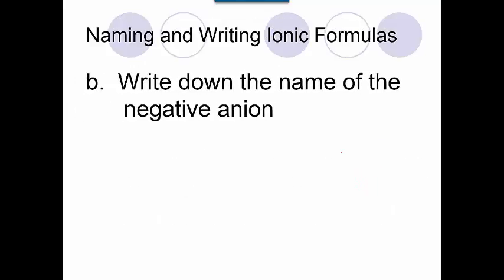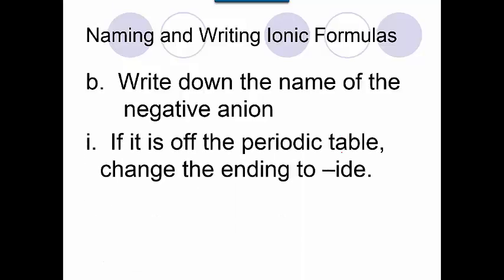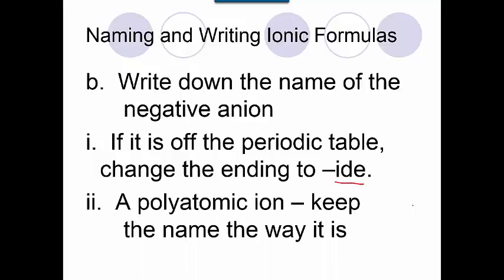And then you need to write down the name of your negative anion. This one is the one where if it's off of the periodic table, like oxygen, we need to change the ending so that we have oxide, chloride, sulfide, whatever it might be. If it's off the periodic table, we have those ending changes. If it's a polyatomic ion, then those are the ones that have the extra elements. They're kind of the special ions. Then those we keep the name the way it is. No changes to it. Don't change the endings. The way they're printed is the way they need to stay.